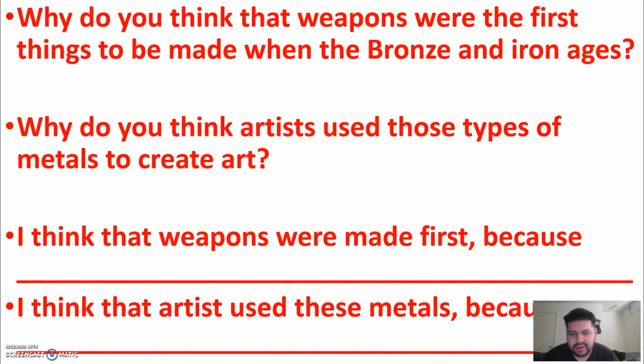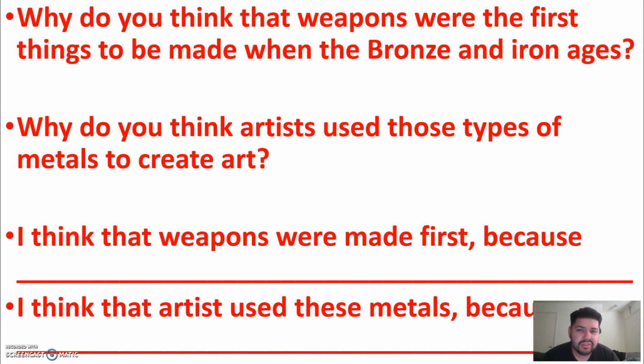The second question is, why do you think artists used those types of metals to create art? Just because it's there? Why do you think they said, you know what, we have iron, we know how to make it, let's use it to make bracelets and necklaces and rings and things like that? Why would they use that type of metal? I think that artists use these metals because, and explain your answer. Why do you think so?